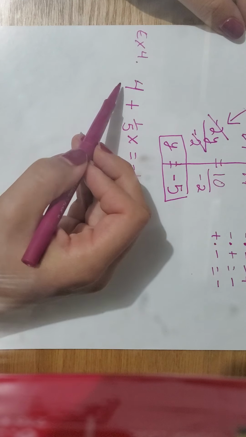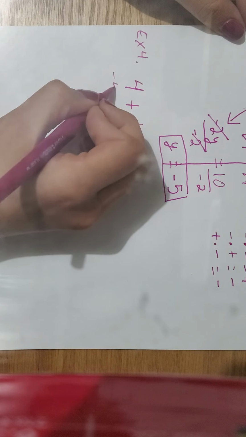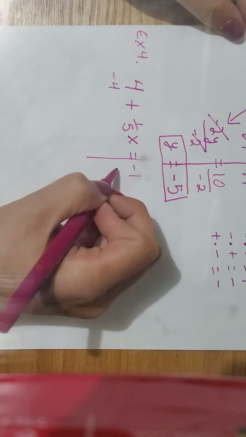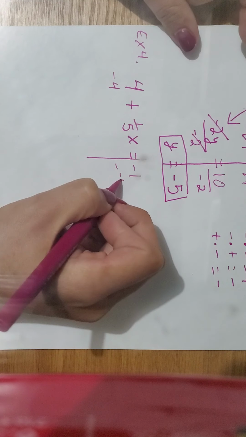Let's focus on this 4. This 4 is a positive 4. The opposite of positive 4 is negative 4. Balance and check. That means that anything that you do to the left has to happen on the right. So negative 4.